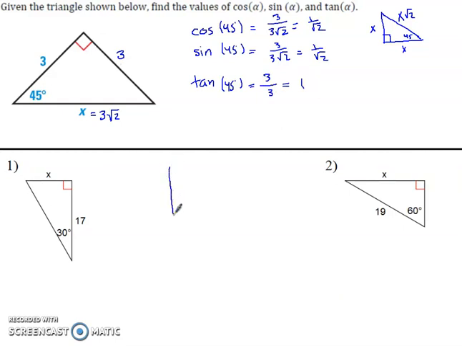Go ahead, pause the video, recall the relationships for a 30, 60, 90, and find sine, cosine, and tangent for the angles given in each of these 1 and 2 examples.